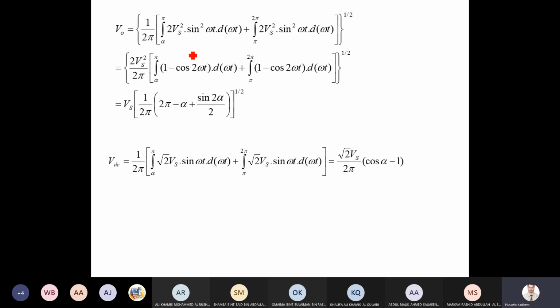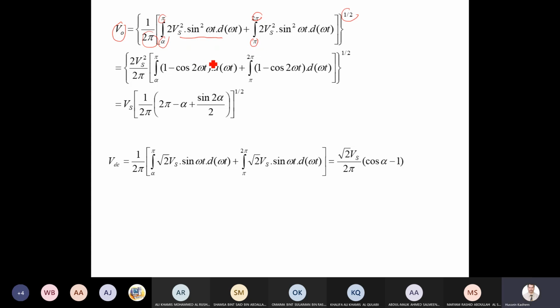Now, when we come to find the output voltage, we will integrate for the thyristor from alpha to pi, but for the diode from pi to 2 pi. This is the input voltage squared. By the way, all of them are divided by 2 pi because of the period, and we take the square root here.